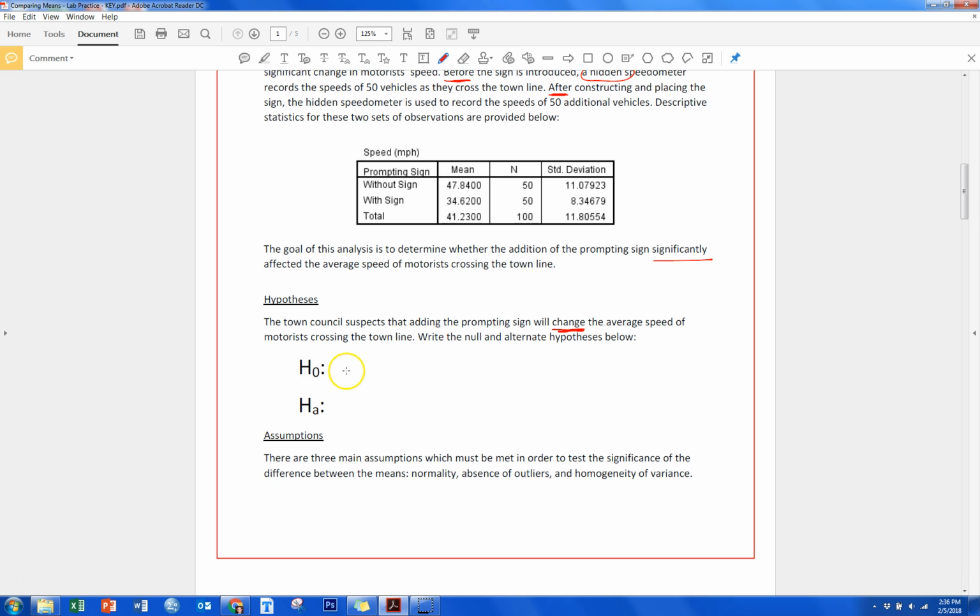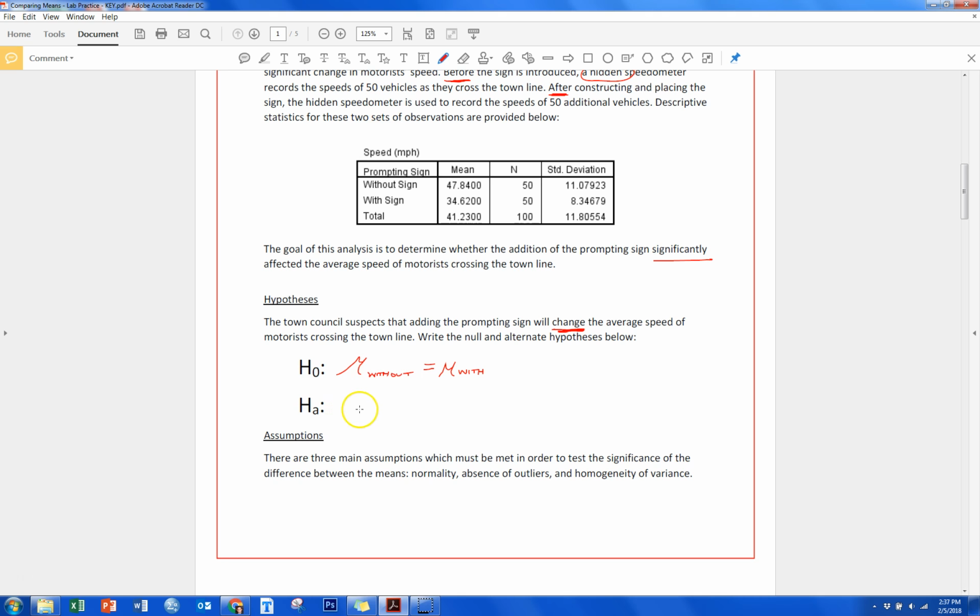And when we want to talk about the mean of the population, we use the Greek letter mu. Kind of looks like a cursive M a little bit between that and a U. So the mean of the sign without, so I'm going to use subscript here, mean of without, there we go, is equal to the mean with the sign. Okay, so mean without equals the mean with. That's what our null hypothesis is. There's no effect. The sign makes no difference.